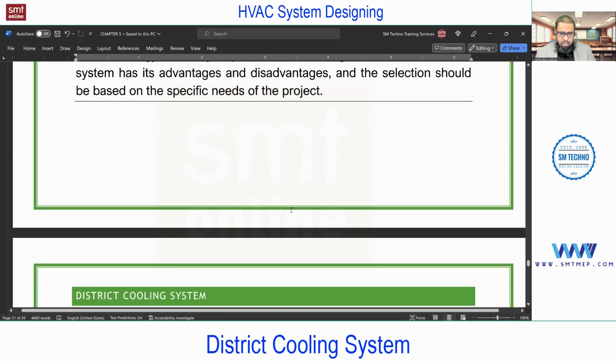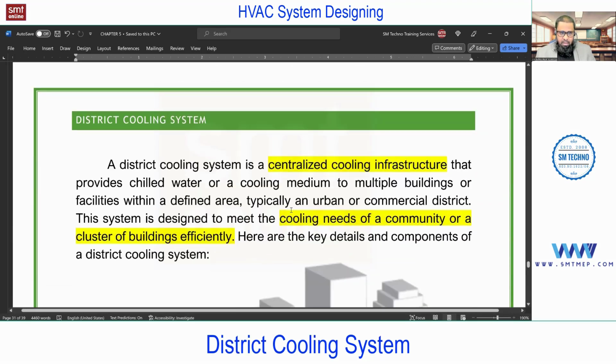Next, we have two more systems to cover in this chapter 5. Not two more, we have CAV, VAV and dual duct also. Let me proceed with the district cooling system. This is interesting. If you talk about say Dubai or Qatar, or even Saudi, even in India, not in all locations, but in some locations, you can find this district cooling system.